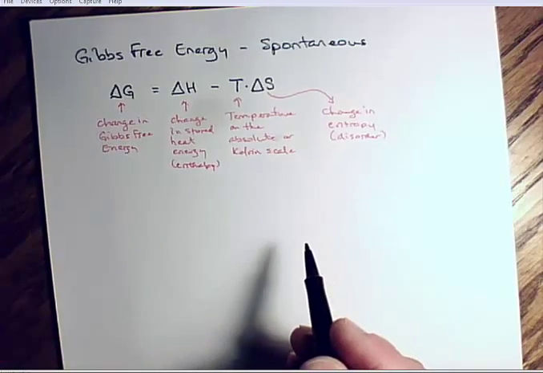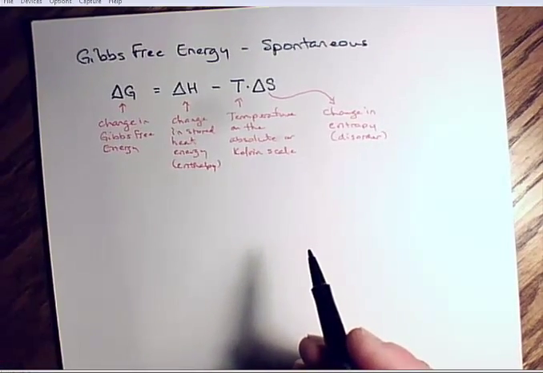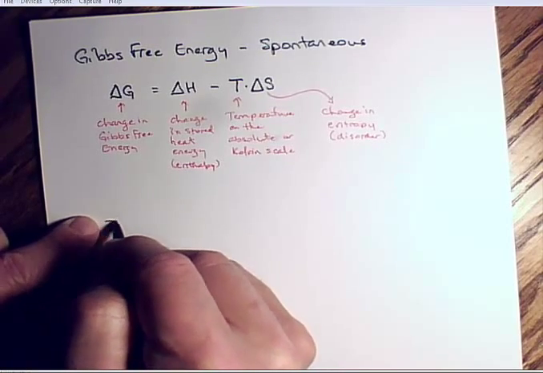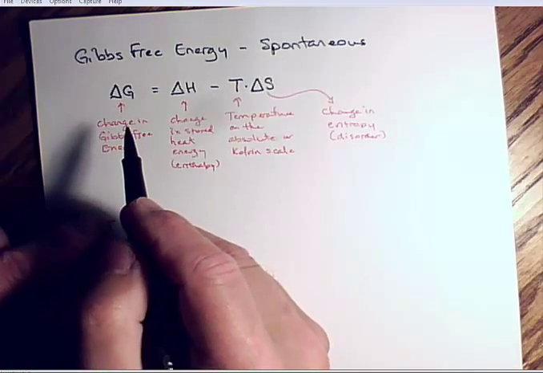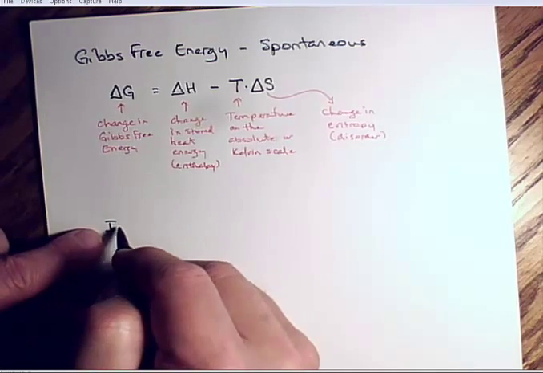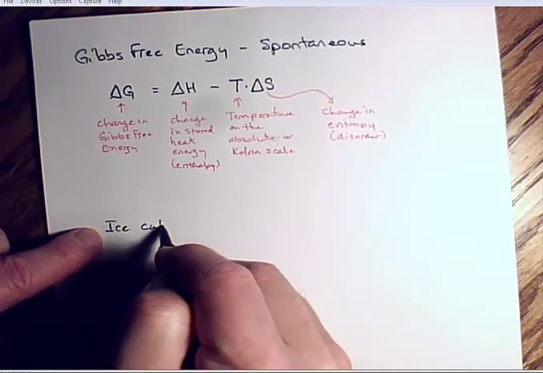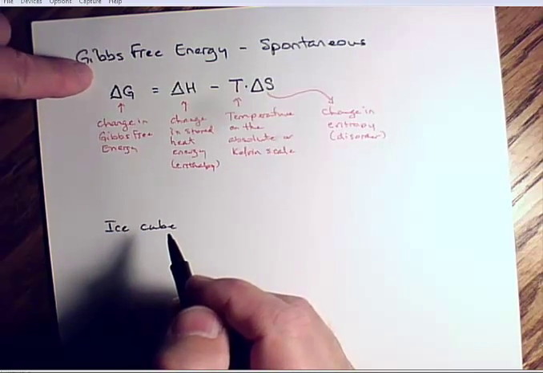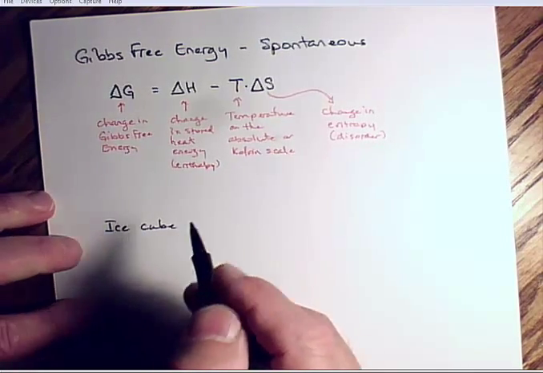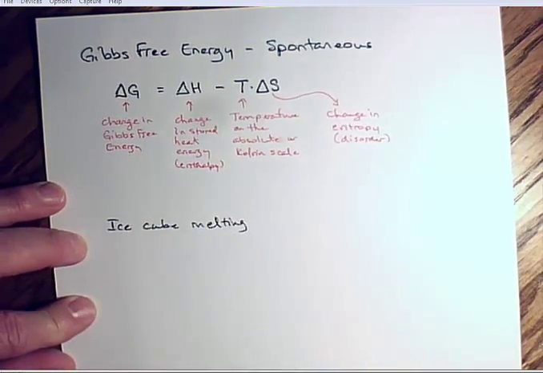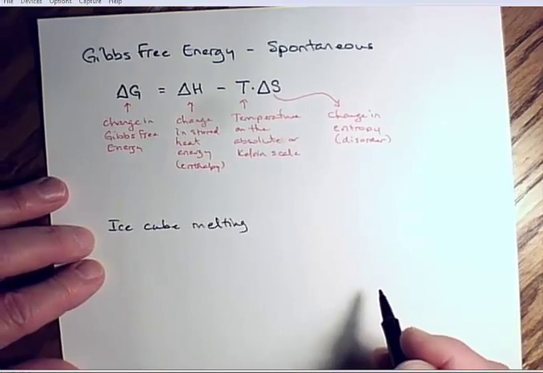So let's look at the ice cube example, just for right now. I hope you wrote down that a process is spontaneous when the change in Gibbs free energy is negative. Let's look at the process of an ice cube melting.